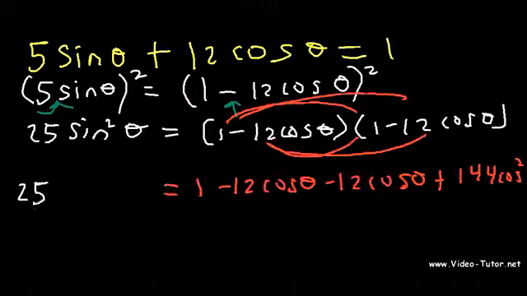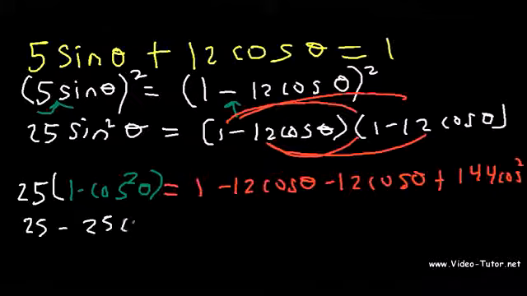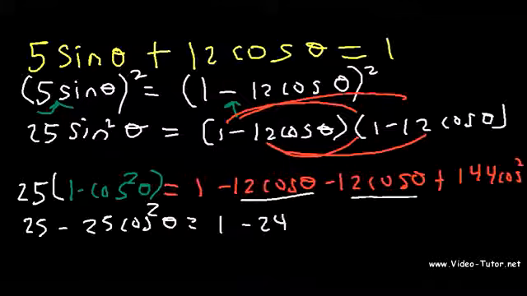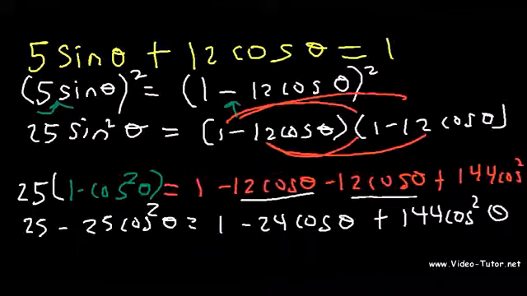Now I'm going to convert sine squared into 1 minus cosine squared. And then I'm going to distribute the 25. So on the left side I have 25 minus 25 cosine squared equals 1. These two terms we can combine. So that's going to be negative 24 cosine theta plus 144 cosine squared theta.